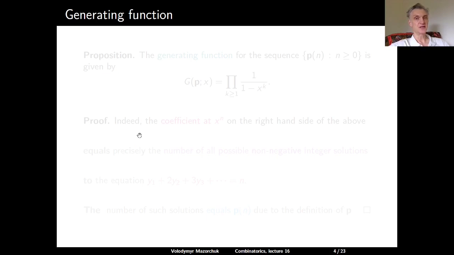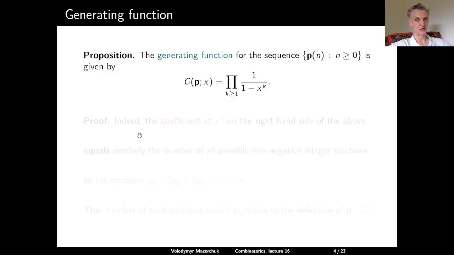It is very easy to write the generating function for the partition function p of n. Recall that the generating function is just the sum over all n of p of n times x to the power n. And the claim is that this function can be written as a product over all k greater than or equal to 1, and the factor which corresponds to k is 1 divided by 1 minus x to the power k.